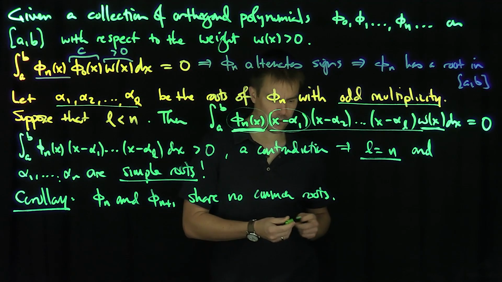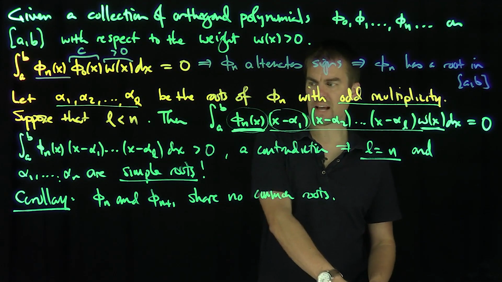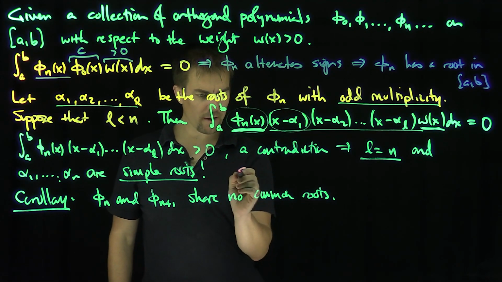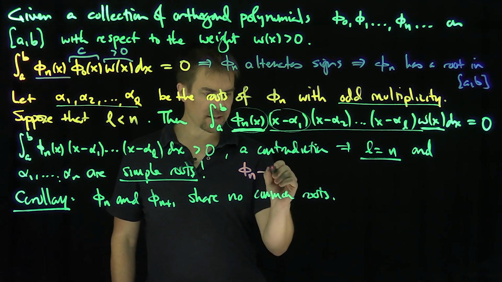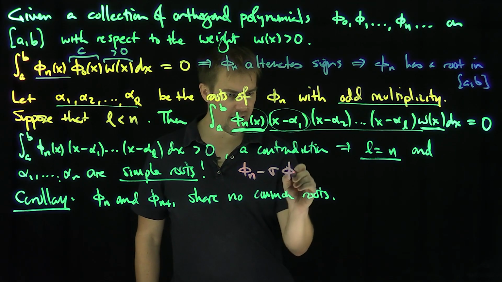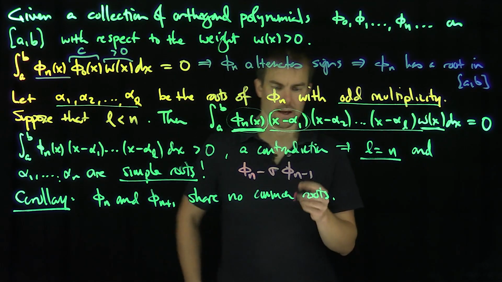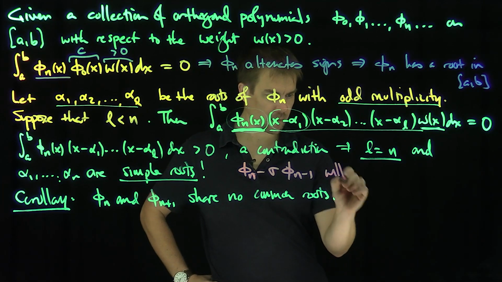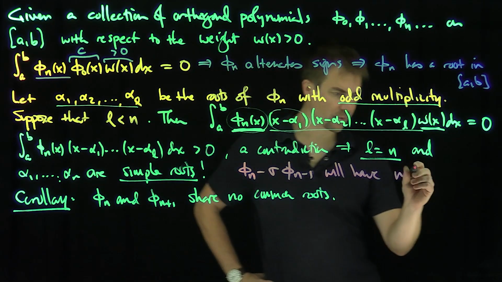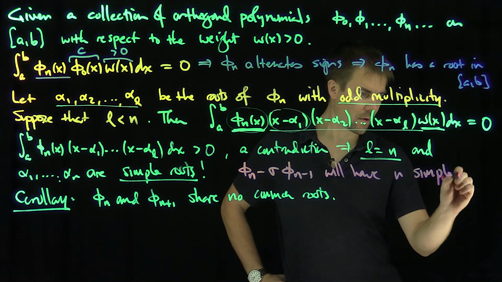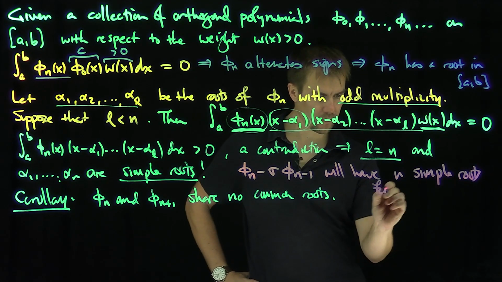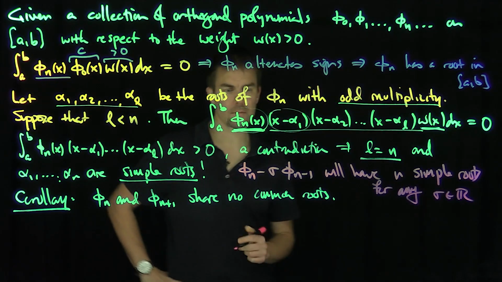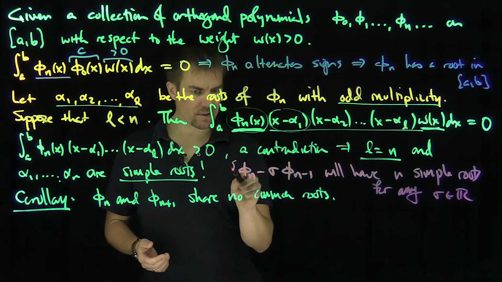Okay. And how do I prove this? I can use sort of the same reasoning over here. So a consequence of this is that we know that phi n minus any constant sigma phi n minus 1, this thing over here, is going to be what? If this is perpendicular, we'll have n simple roots for any sigma in R.